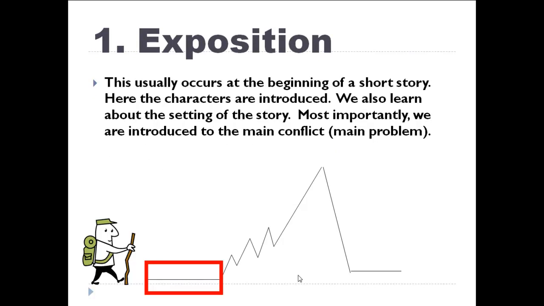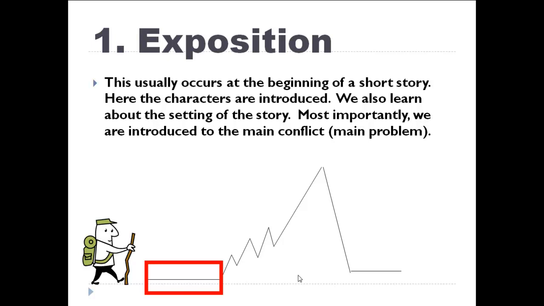Now, the first part, number one, which is exposition. Exposition usually occurs at the beginning of a short story or a novel or whatever. Here, the characters are introduced. We know the characters, their names, their appearances, and other things. We also know about the setting of the story we are studying. Most importantly, we are introduced to the main conflict, the main problem.